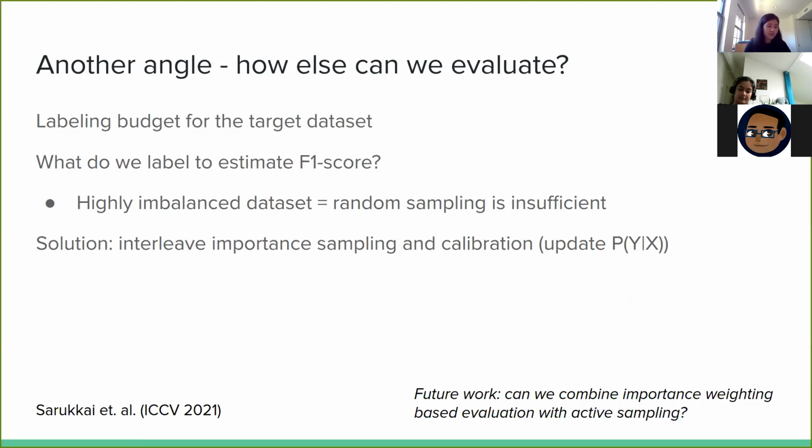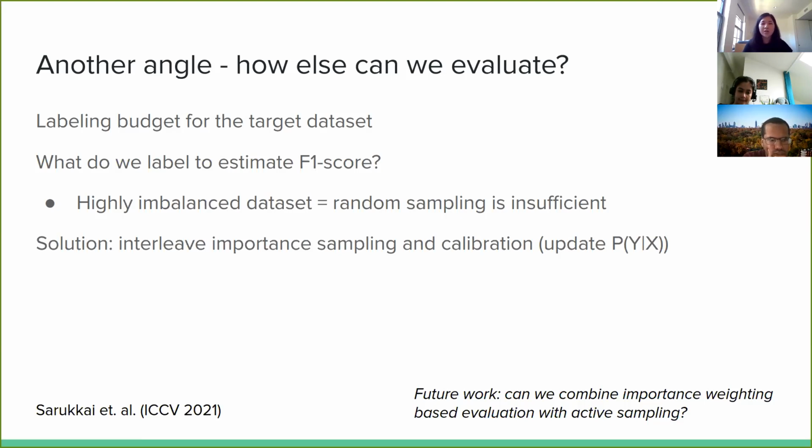So instead, their approach basically is they sample from a distribution that's tailored to estimate the particular metric, and they kind of interleave this importance sampling procedure with model calibration. So this is potentially another kind of approach to going about monitoring on new data as we receive it.